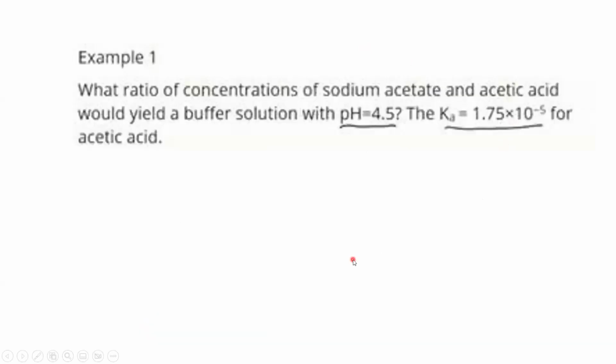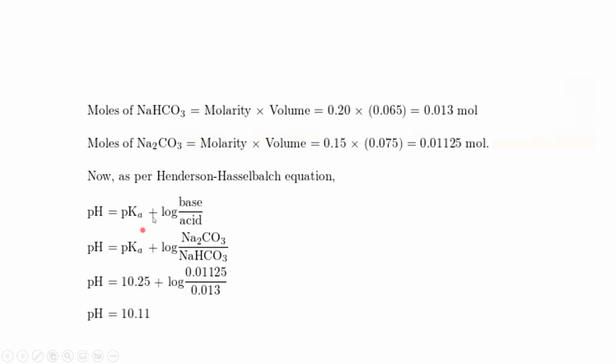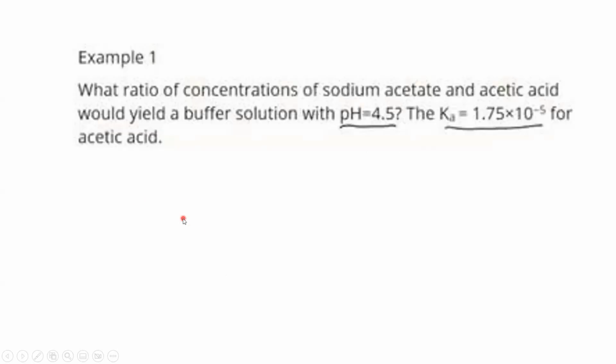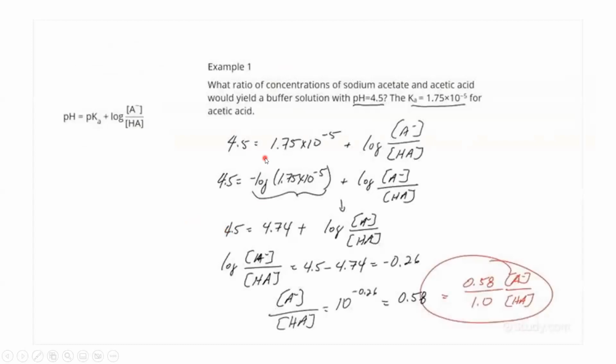Okay. And then for the next one, what ratio of concentrations of sodium acetate and acetic acid would yield a buffer solution with pH of 4.5? And then it gives us the Ka. So in this case, if we think about it, pH is equal to pKa plus the log of the base over the acid. We've already got the pH, we've already got the Ka. We could get the pKa. So when we're looking at our equation, if we go back here, we've got this equation. We've already got that term. We can get this term. We're looking for this ratio of base to acid. So what we're going to do when we plug it in is just look at those different values.